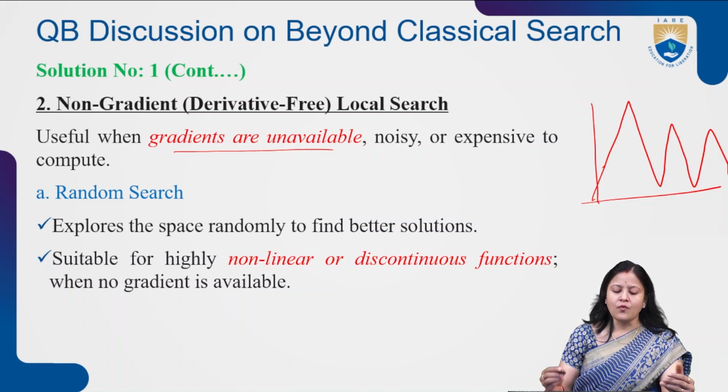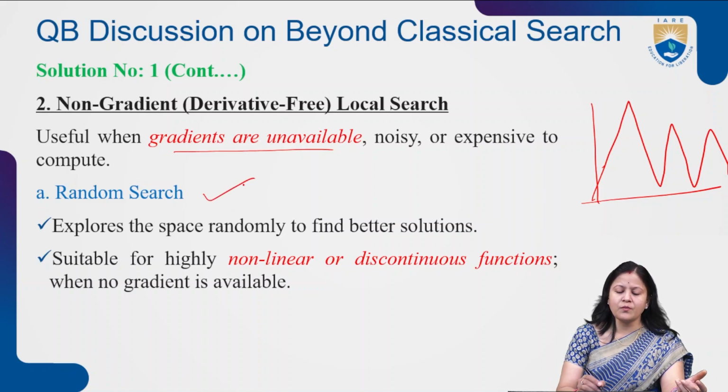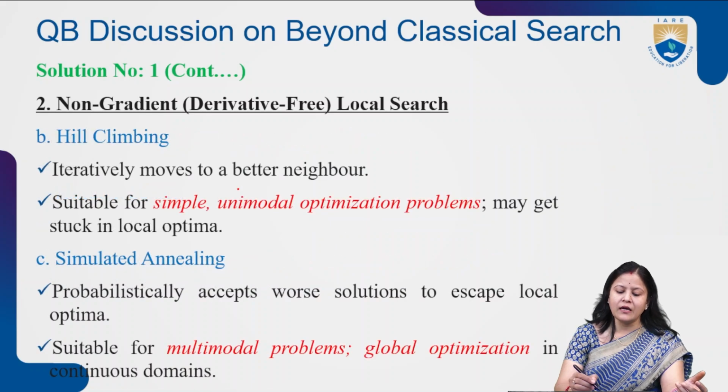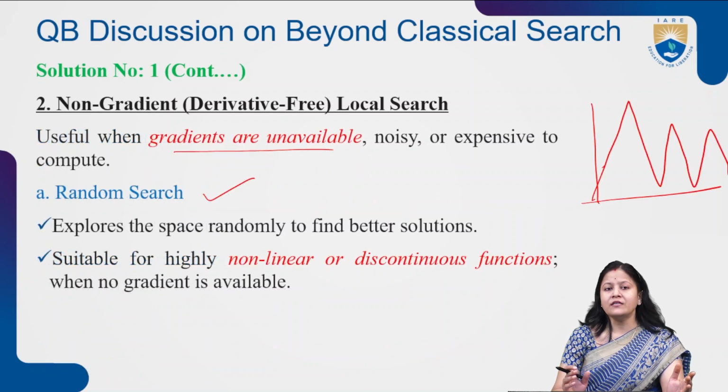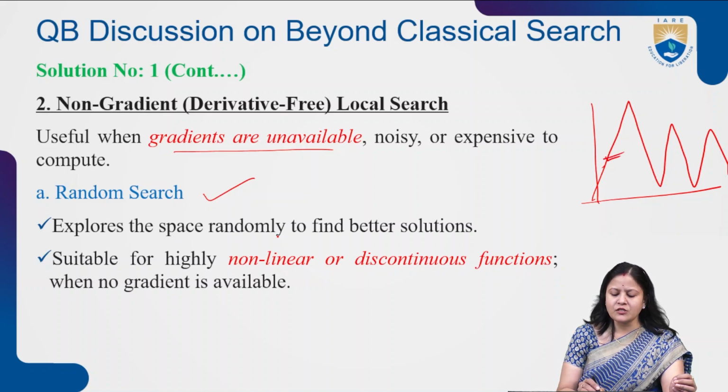So in that case, in the non-gradient method, we can go for different types of algorithms to find the optimal solution. The first algorithm is random search, the second one is hill climbing, and the third one is simulated annealing. In random search, as the name implies, it randomly searches for a particular solution at any point. It explores the space randomly to find a better solution. It starts with any solution at any point. And it is suitable for highly nonlinear or discontinuous functions when no gradient is available.